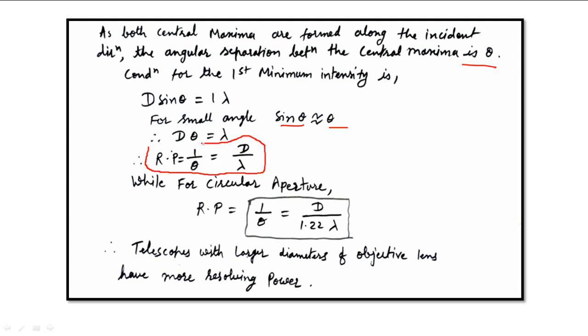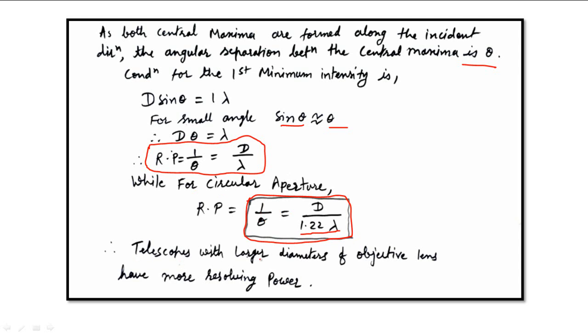While for circular aperture, according to the scientist whose name was Airy, he found out that the resolving power for circular aperture is 1 by theta, which is equal to capital D divided by 1.22 times lambda. So this is for circular aperture. This expression is important for us because problems can be asked on this expression.